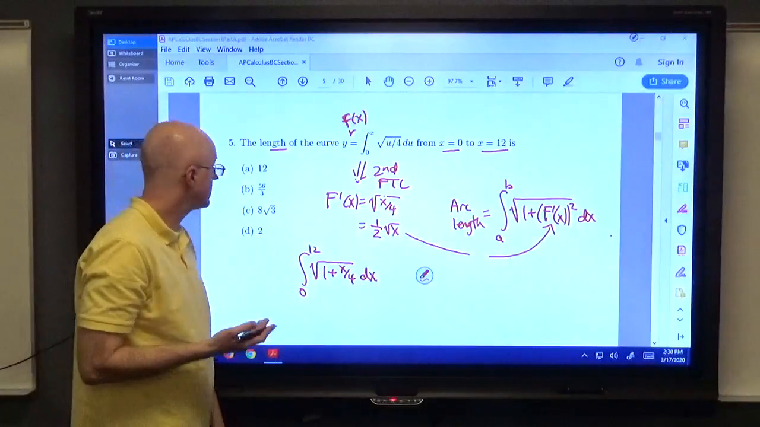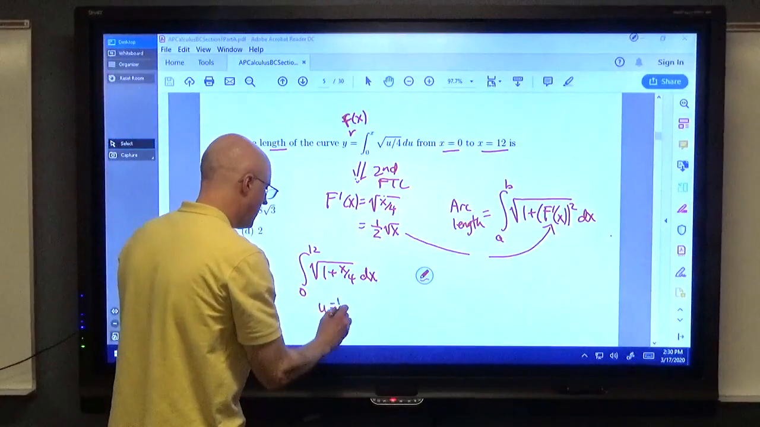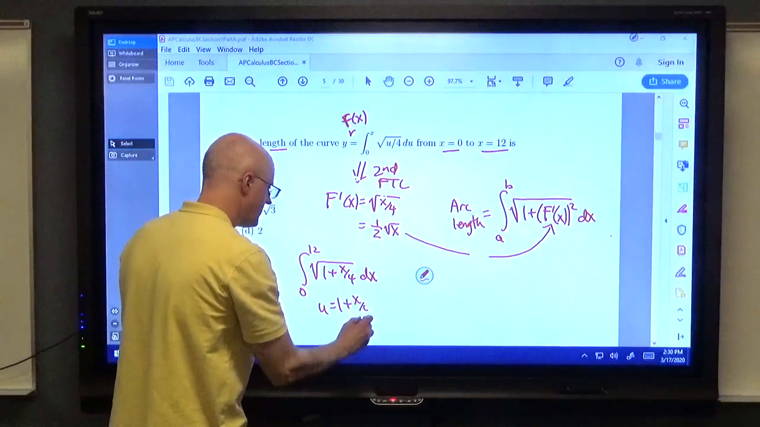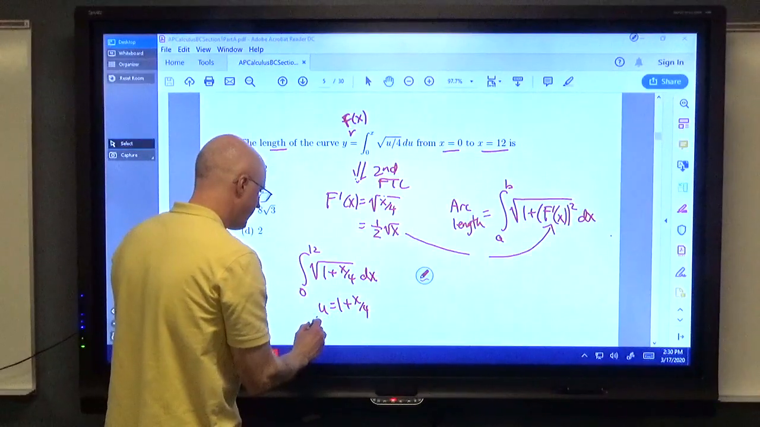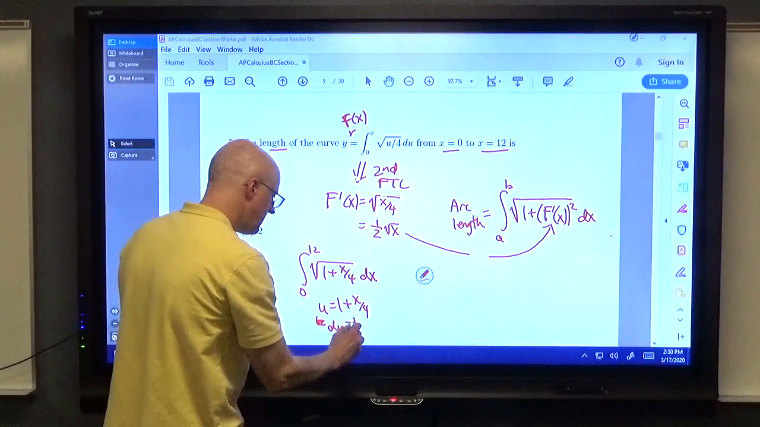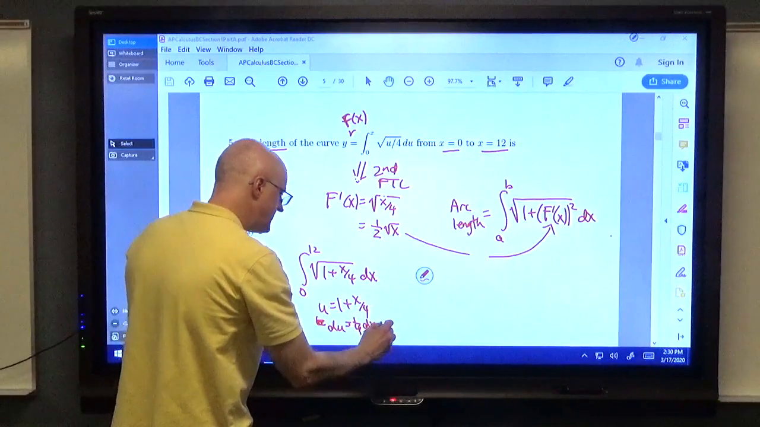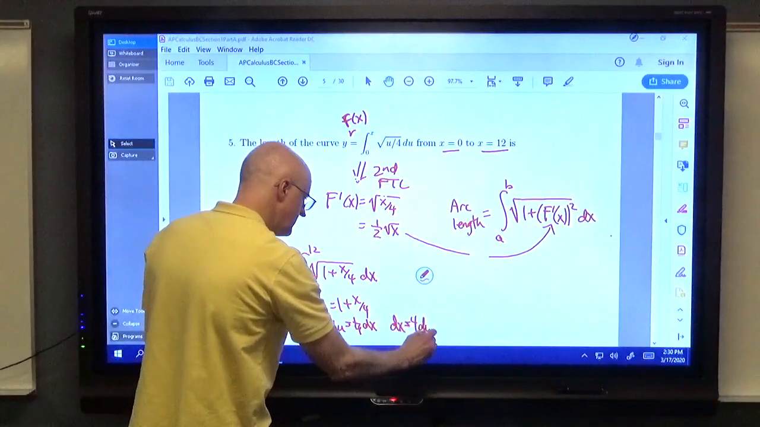This is somewhat similar to the very first question now. We can do this integral by substitution. U equals 1 plus x over 4. Du would be 1/4 dx. So dx would be replaced by 4 du.